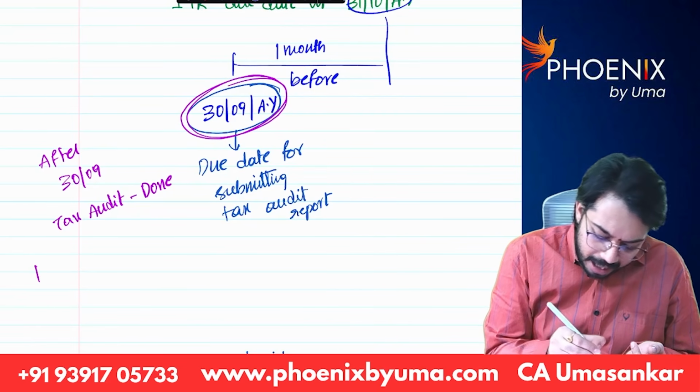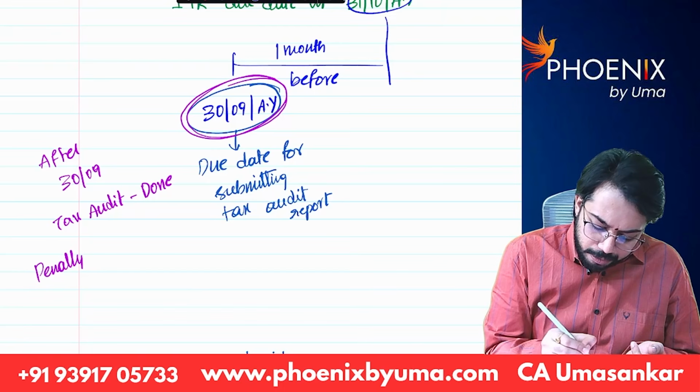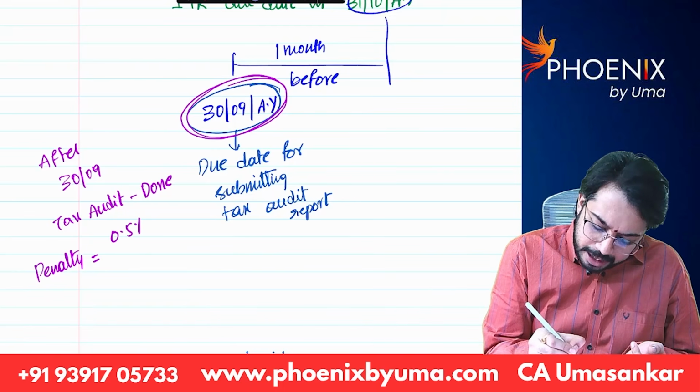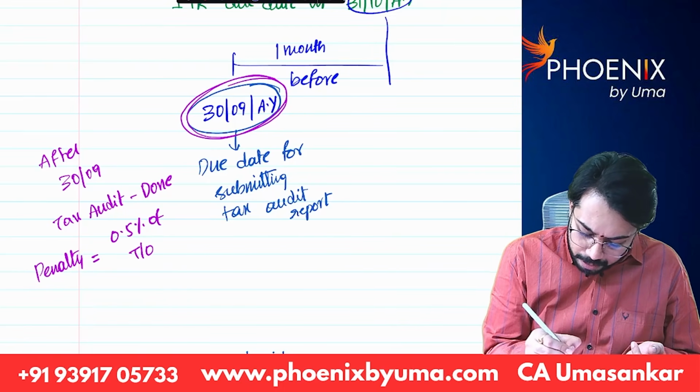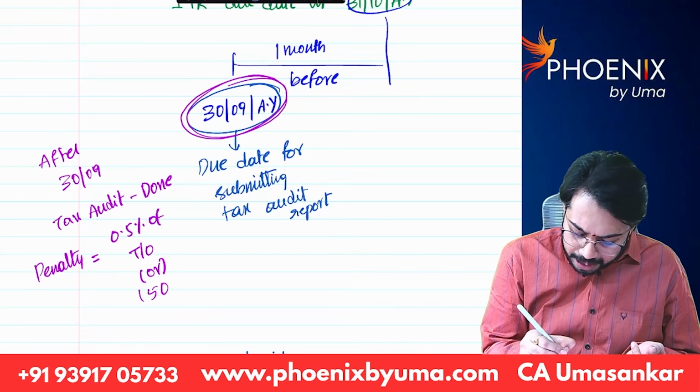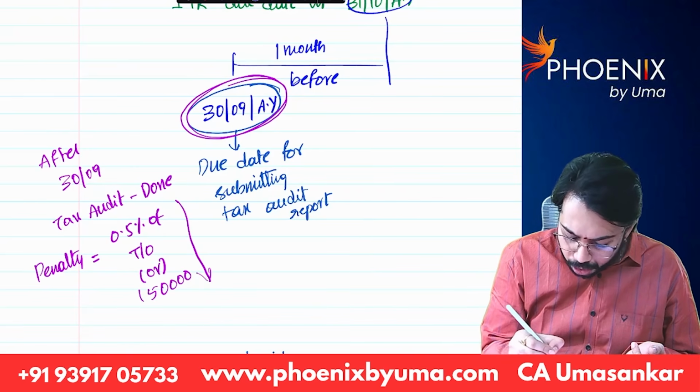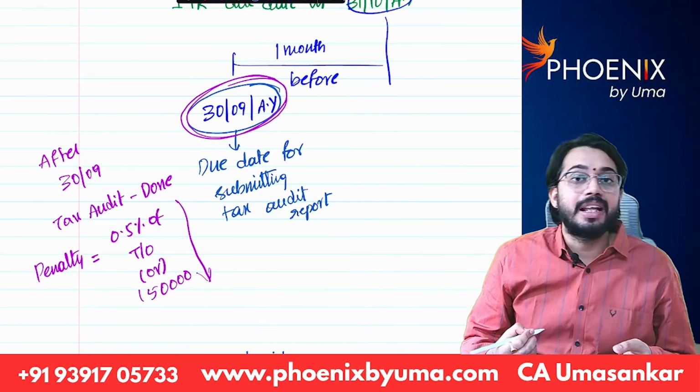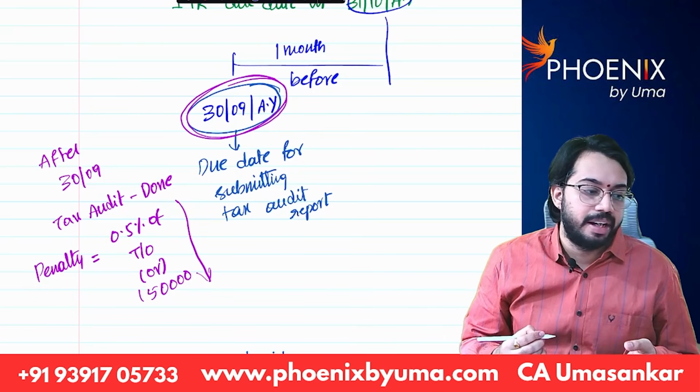How much is the penalty? The penalty is equal to 0.5% of turnover or 1,50,000, whichever is lower. Are you able to understand? That is the penalty which will be levied.